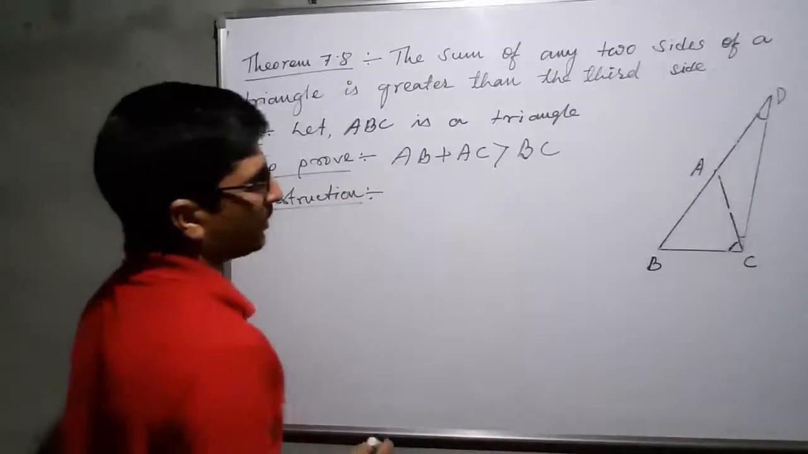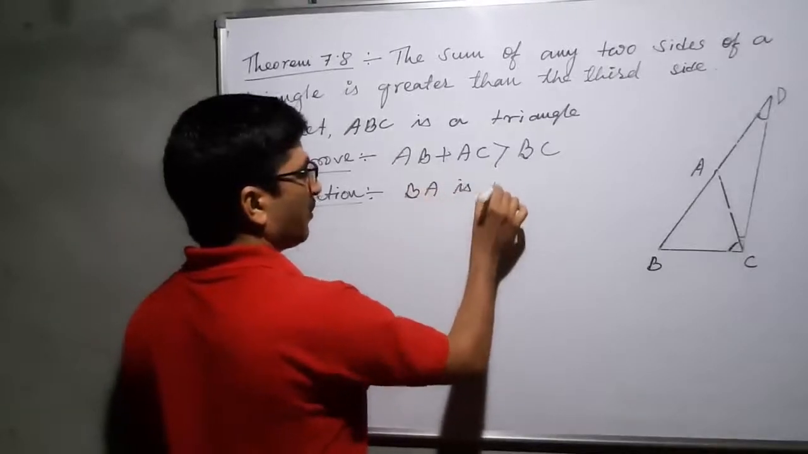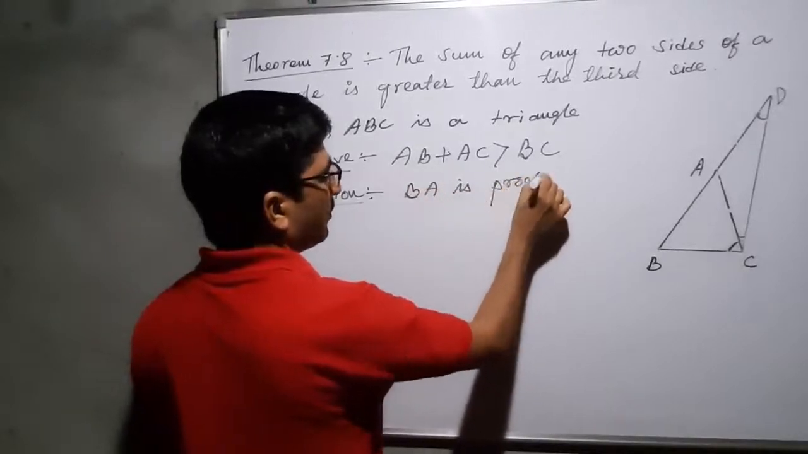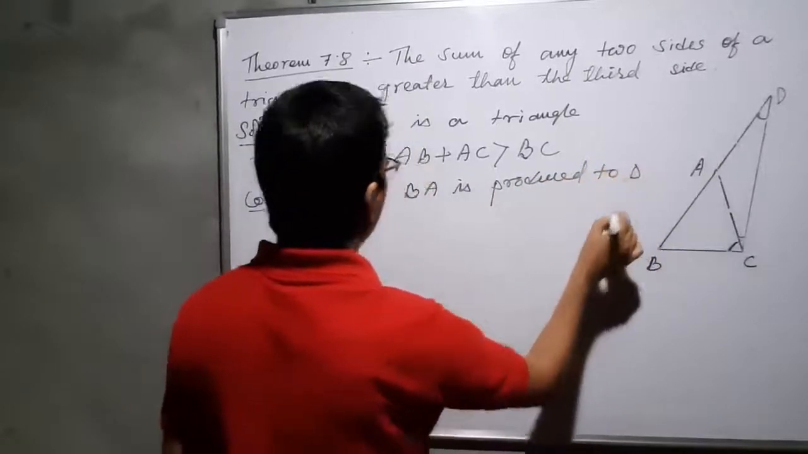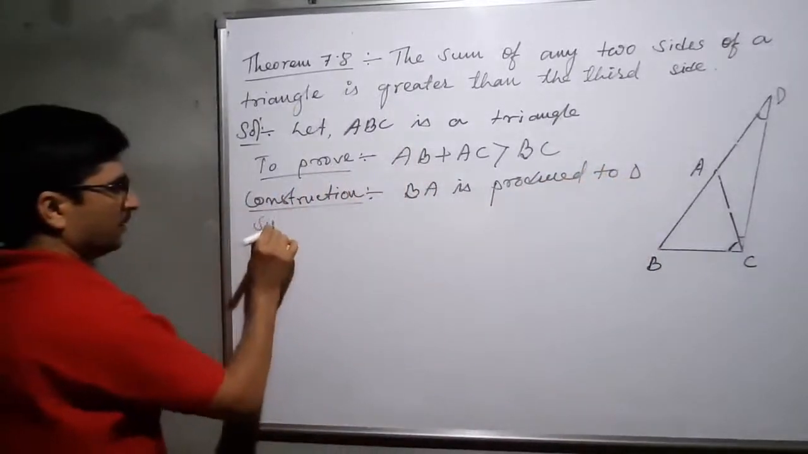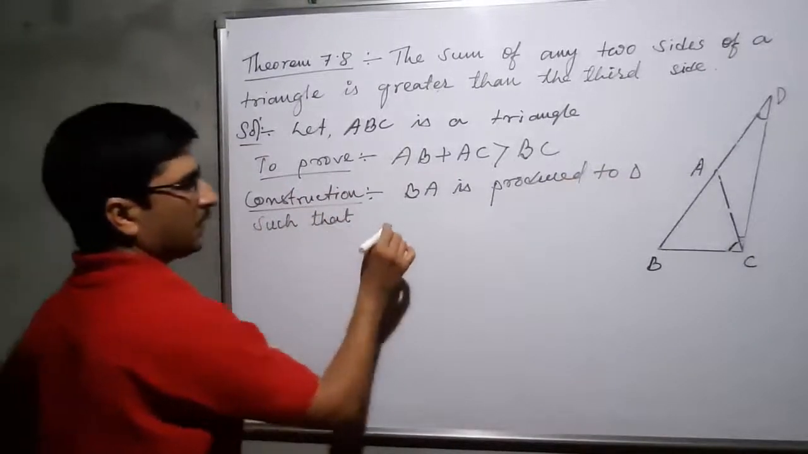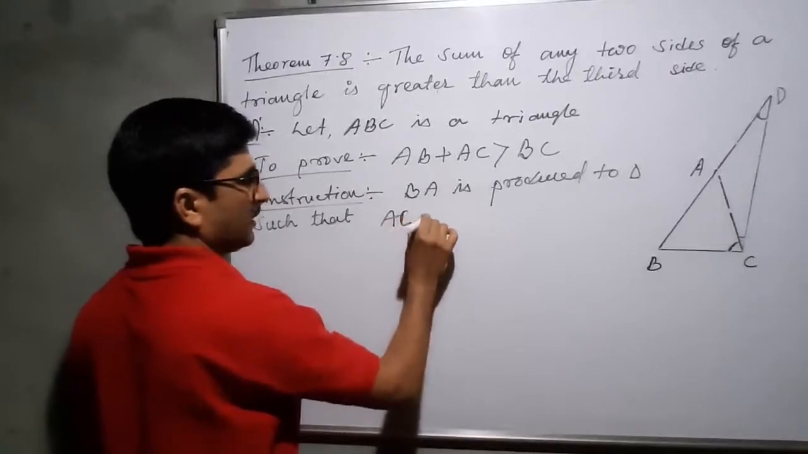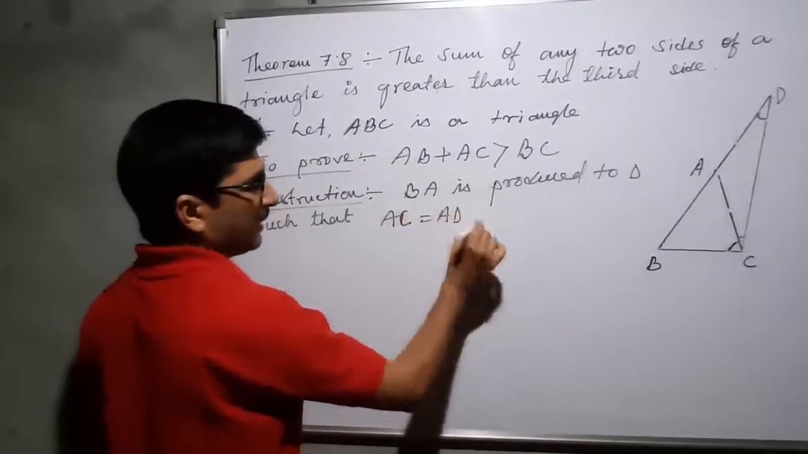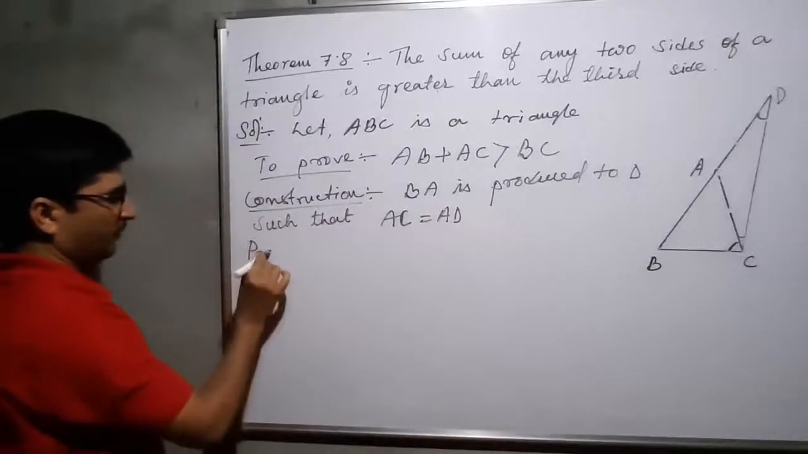What have you constructed? BA is produced to D such that AC is equal to AD. AC is equal to AD. Now the proof.